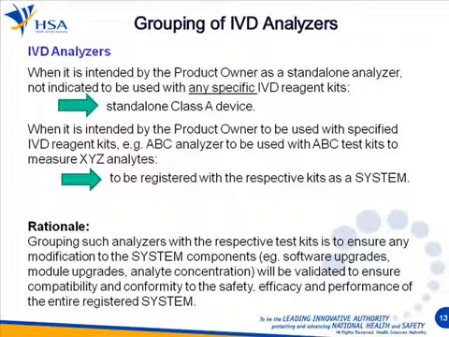Why would we want you to group the analyzers with the respective kits? Because the analyzer itself, we cannot use it, it doesn't work. It doesn't do anything without all the reagent kits. And if you group them together as a system, we know that there will always be software updates, module upgrades, or even changes to the analyte concentrations, and they have to be used collectively as a system. So any changes to that system, you will have to validate to ensure the compatibility and conformity to the safety, efficacy, and performance of the entire registered system. Because this is a safety aspect we're looking at, that's why we would want the companies to put the analyzers together with the test kit.